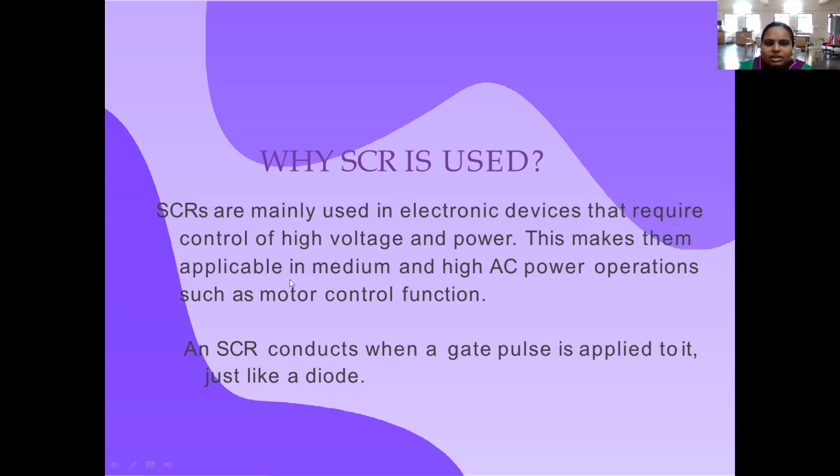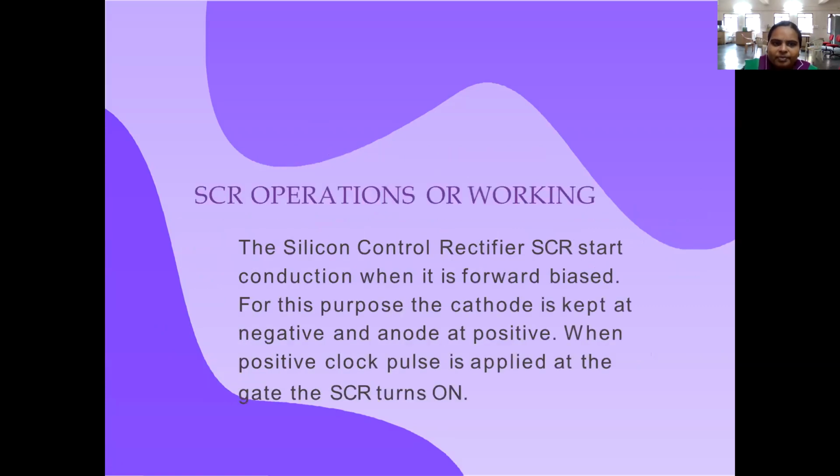AC power operation such as a motor control function is one example where we can use the SCR. An SCR conducts when a gate pulse is applied to it, just like a diode. When a gate pulse is applied, our SCR is going to be conducting. How it does this, we will see in the next session.